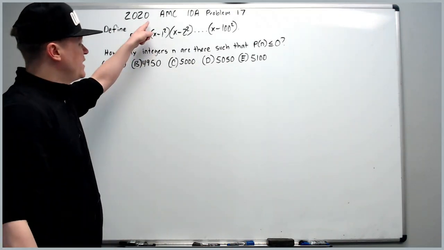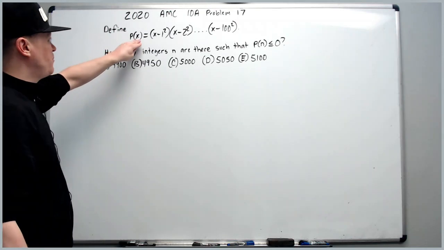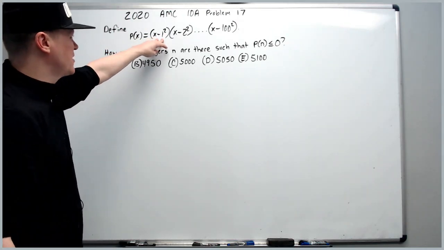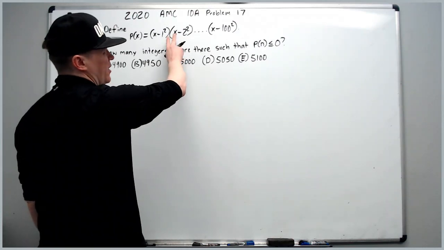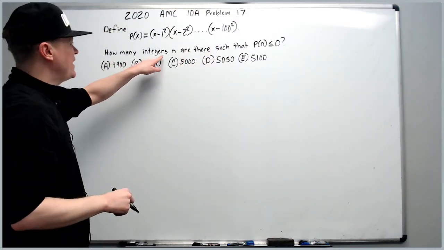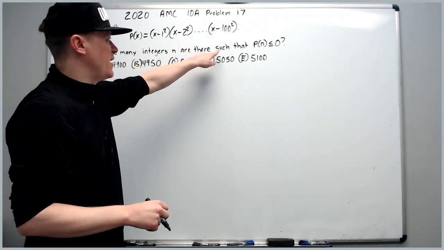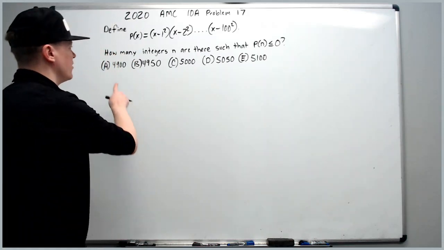Okay, and now the 2020 10A problem 17. Define P of x equal to (x minus 1) squared times (x minus 2) squared, all the way to (x minus 100) squared. How many integers n are there such that P of n is less than or equal to 0?